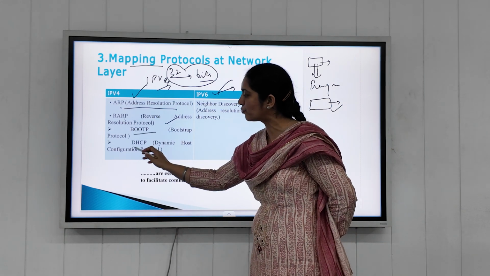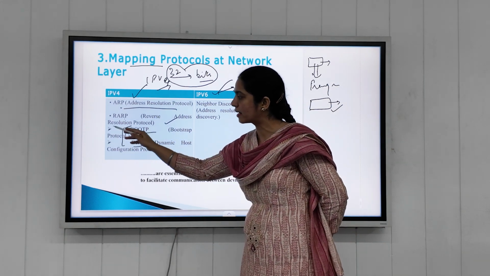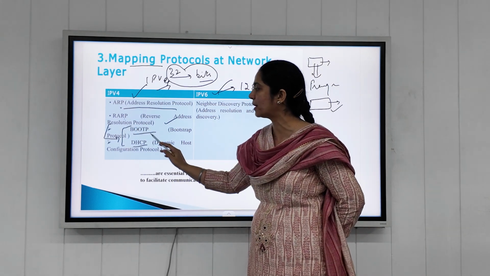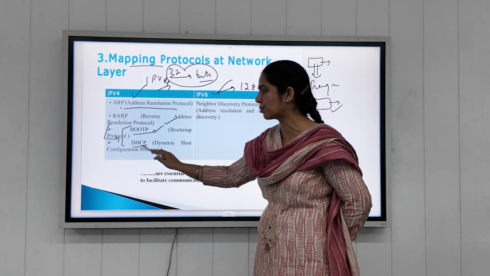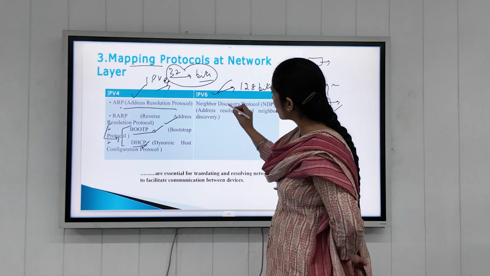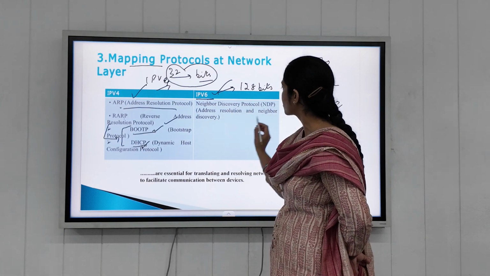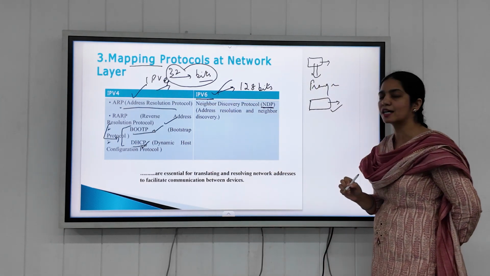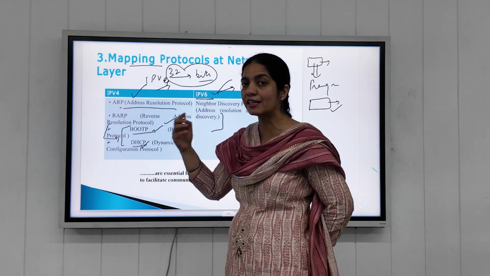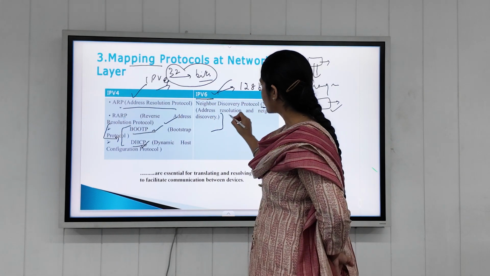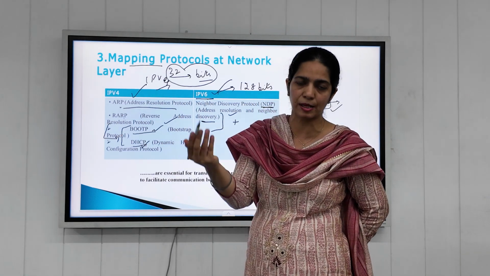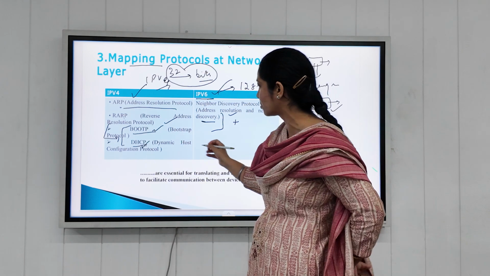Then the third and the fourth are further evolved versions of RARP, that is the Bootstrap Protocol and the Dynamic Host Configuration Protocol, that is DHCP. If I talk about IPv6, the protocol is NDP, that is Neighbor Discovery Protocol, which works at IPv6. So it is playing a dual role, address resolution plus neighbor discovery. That is, where the neighbor is lying and it has to discover that neighbor also.